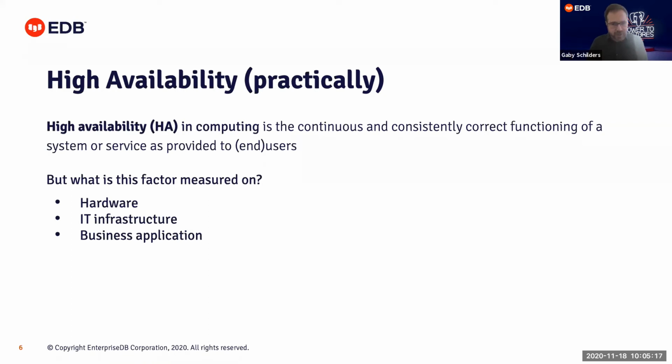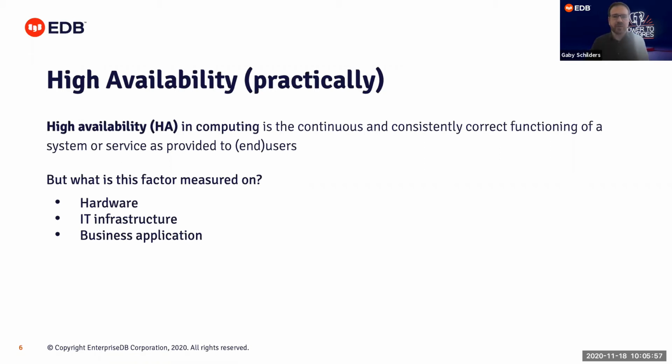However, you can measure high availability as a value, but what are you measuring on? And that again is one of those contentious questions, because are you just looking at the hardware, the underlying hardware, and how available it is? Or are you more interested in the IT infrastructure, for instance, things like networking? Or are you in the end just interested in how available the business application is? So the end-to-end availability of an application. All of these have their own way of looking at what is important.